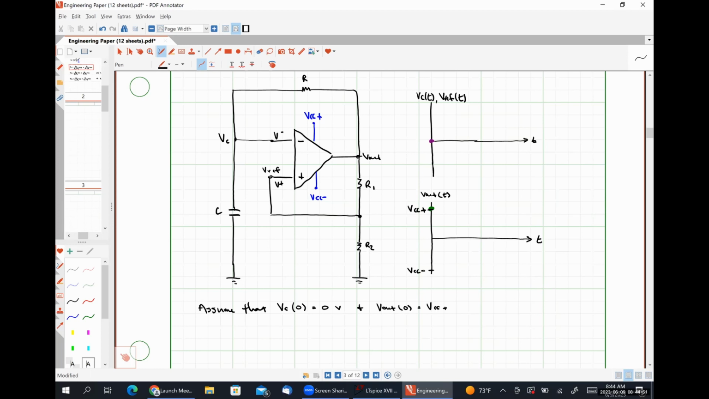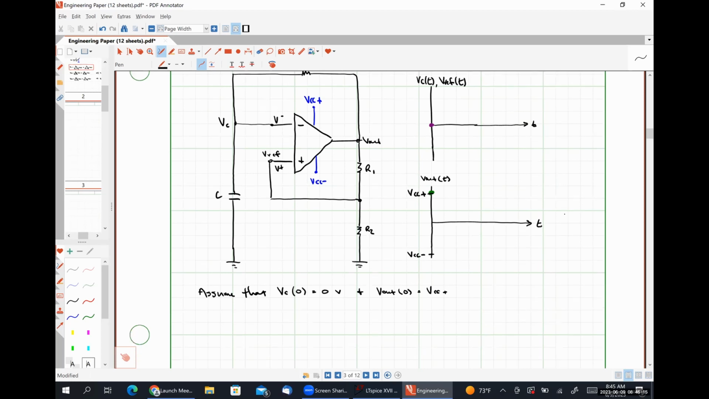Okay, so VC starts at 0 volts. Since V out is VCC plus, that means that V reference is going to be V out times R2 over R1 plus R2, because we have a simple voltage divider circuit, right? Where we are assuming that, actually, let me write this down.